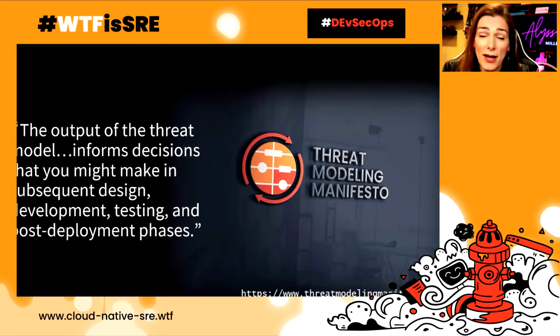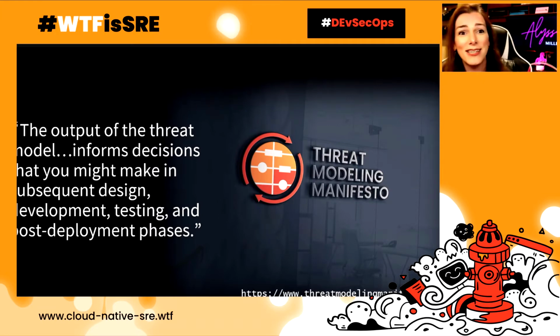Within the Threat Modeling Manifesto, we worded it a little differently. The output of the threat model informs the decisions that you make in subsequent design, development, testing, and deployment phases. So think about that for a minute. I'm telling you right now that threat modeling impacts your entire pipeline from design through post-deployment. Think about the possibilities here for a minute. Now we start to see why, okay, this makes sense. We're informing those decisions that we're going to make along the way by understanding the threats.